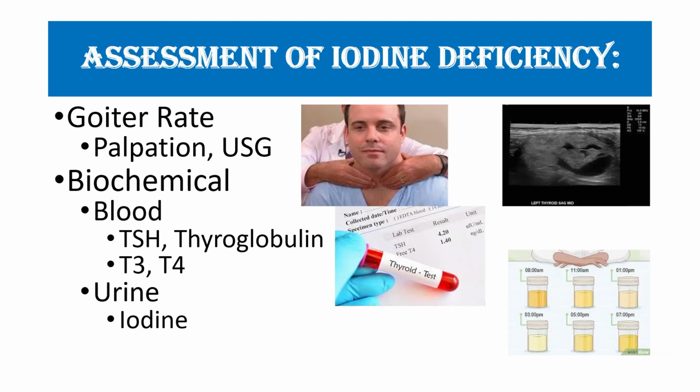Now, how to assess the iodine deficiency? We can go for total goiter rate, which can be seen by palpating the thyroid gland to see whether there is any goiter, or doing ultrasonography, or we can go for biochemical assessment by way of assessing the TSH and thyroglobulin levels in blood, or T3 or T4 levels, and in urine we can go for urinary iodine estimations.